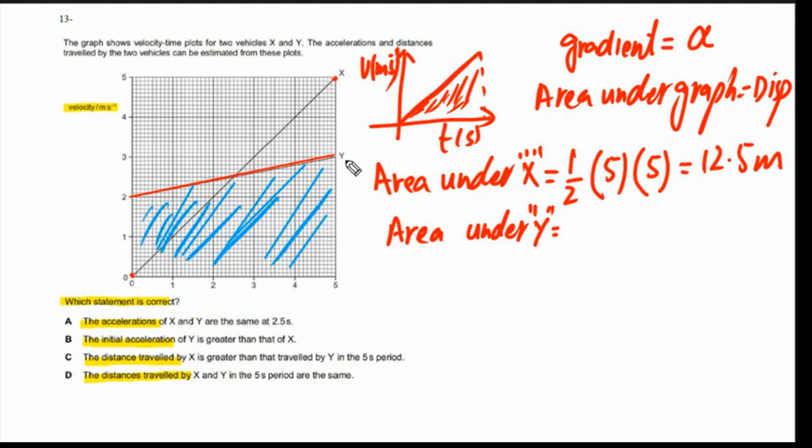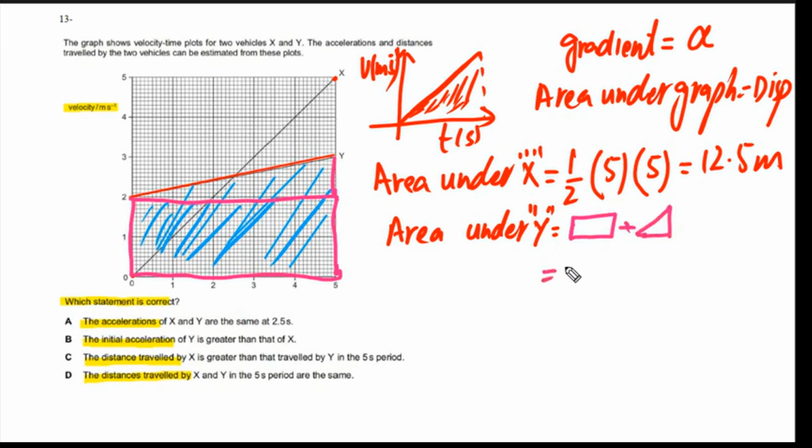This area is a kind of trapezium, but we can also simplify it. We can divide it into a triangle and a rectangle. If you don't remember the formula for a trapezium, we can divide it into a triangle and also a rectangle. So this is the rectangle, as you can see here. So the area under the graph is equal to the area of the rectangle plus the area of the triangle.